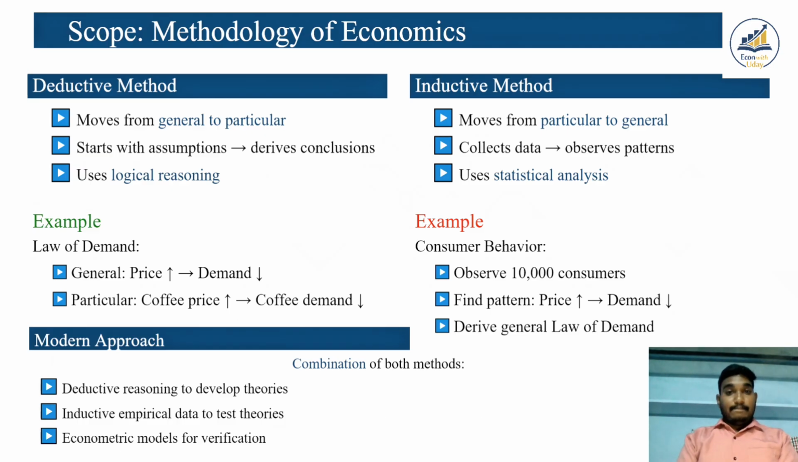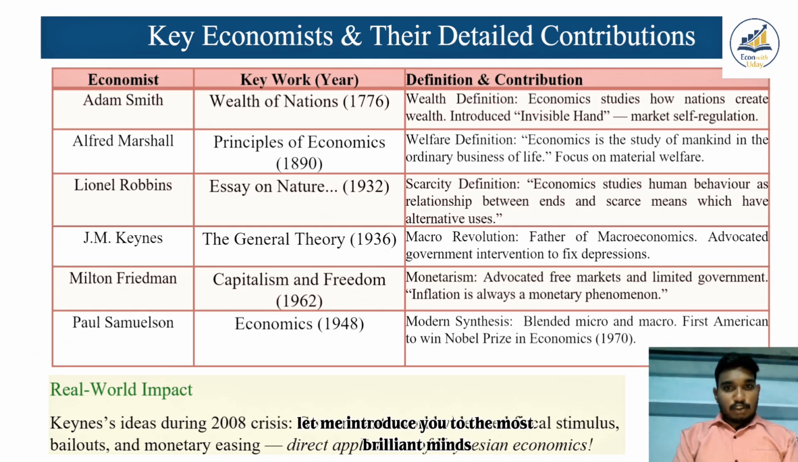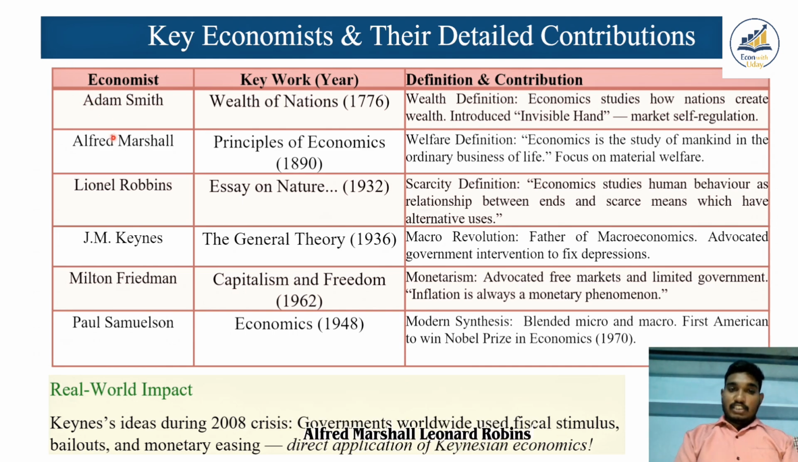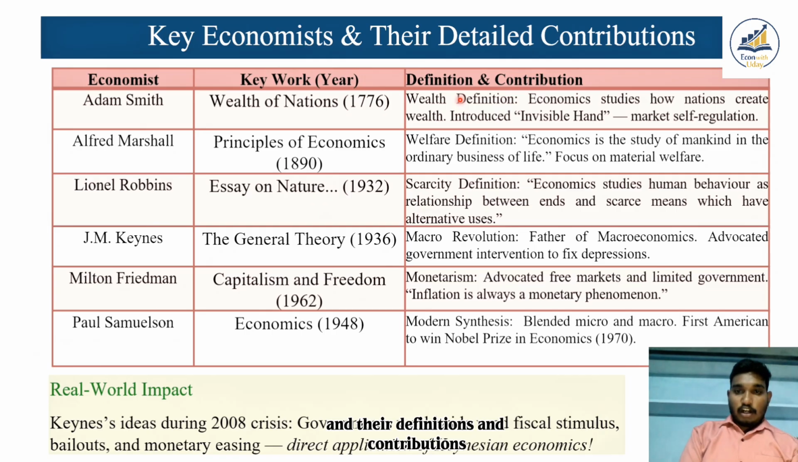this field. In this slide, let me introduce you to the most brilliant minds who have shaped economics. Here you can see the key economists and their detailed contributions: Adam Smith, Alfred Marshall, Lionel Robbins, J.M. Keynes, Milton Friedman, and Paul Samuelson. Here you can see the key works they have done and their definitions and contributions. Adam Smith's book was Wealth of Nations, and he gave the wealth definition. He says that economics studies how nations create wealth, introducing the invisible hand and market self-regulation.